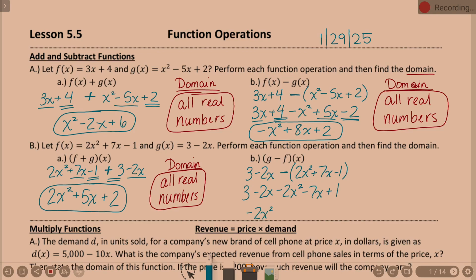If we start with the x squared term, it's just a negative 2x squared again. What do we have in the way of x's? Negative 2x minus 7x is minus 9x. And 3 plus 1 is plus 4.